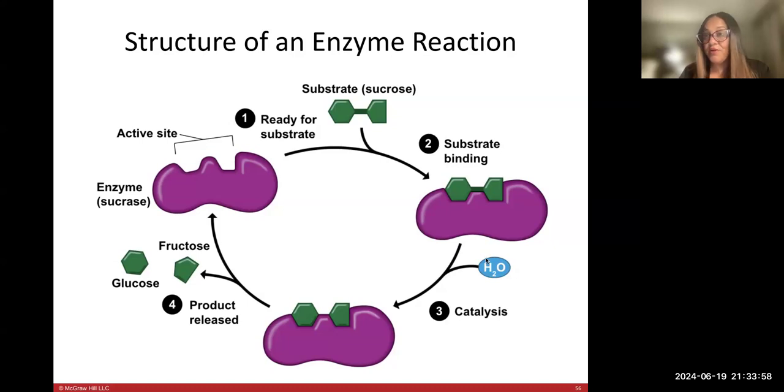Water will come in, perform hydrolysis, and split the sucrose into two monosaccharides, glucose and fructose, and the product is released.